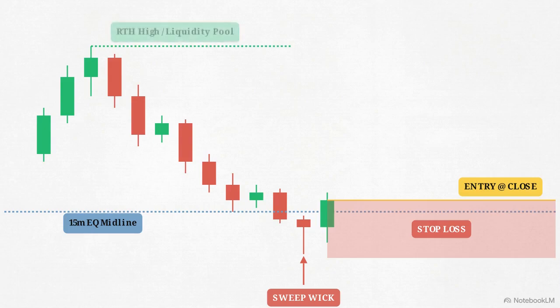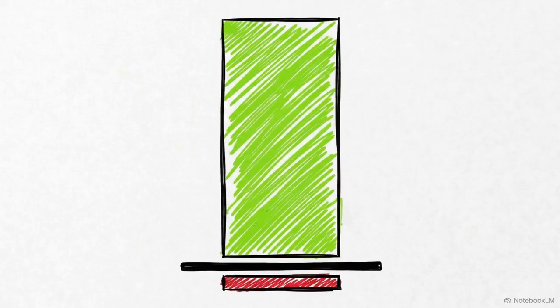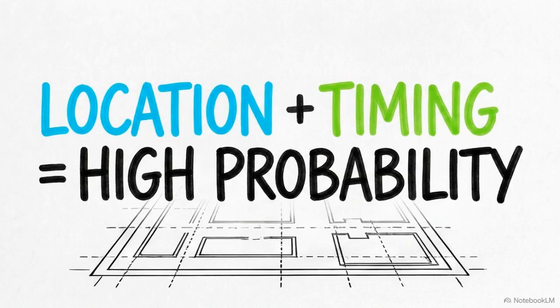For the take profit, targets are anchored at unmitigated liquidity pools or prior regular trading hour highs to ensure mathematical expectancy. This approach prioritizes asymmetrical risk. By using a microstructure invalidation point to target a macro-level expansion, you reduce the high drawdown exposure inherent in the passive model. It all comes back to a core operating rule. Never trade location without timing, and never trade timing without location.